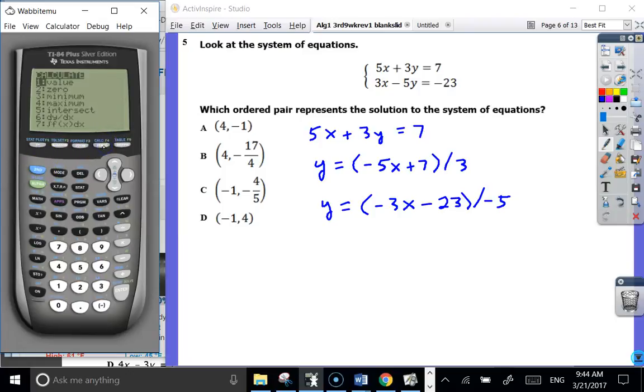Second, trace 5. Enter, enter, enter. And what is the answer? Negative 1, 4. Yeah, whether yours is D or not, it's negative 1, 4. Okay, then you put it in wrong. Negative 5x plus 7 divided by 3. It's negative 3x, not 3x. Okay? Oh, yeah.